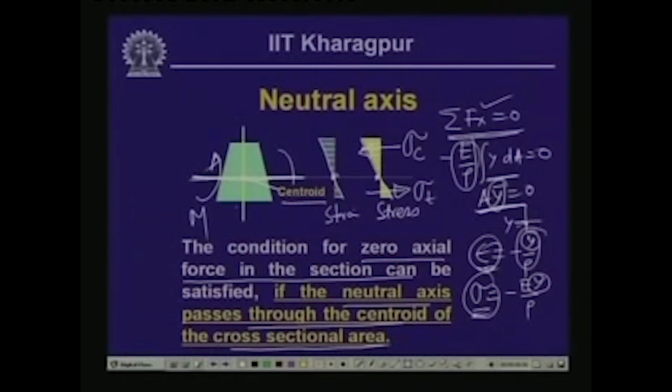Now, we call this the neutral axis because along this axis the stress and the strain is 0 in the beam cross section. If the neutral axis passes through the centroid, then there will not be any axial force in the beam, and this is one of the requirements of the equilibrium criteria. Hence, the neutral axis, along which the stress is 0, must lie in the centroid if it has to satisfy that there is no axial force in the beam.